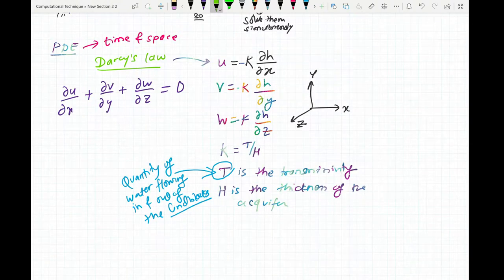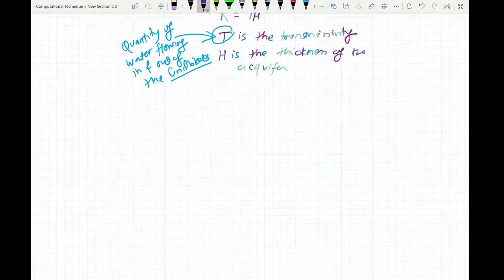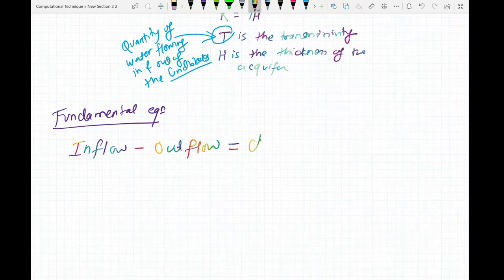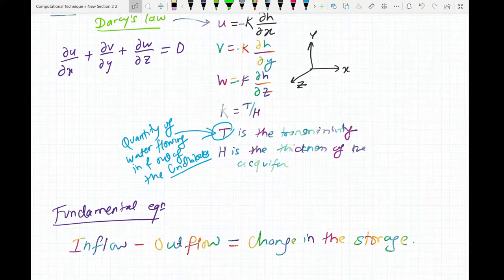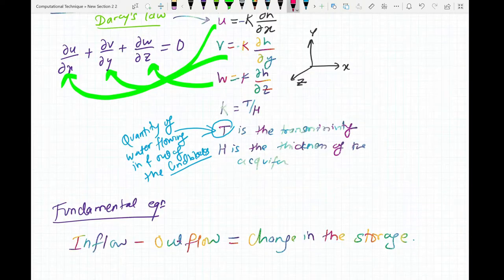In the analysis of the water flow, we generally use the fundamental equation, which is the conservation of mass. So the inflow minus outflow will always be equal to the change in the storage. This is our fundamental equation that we use here. If you look at Darcy's equation and you substitute these values back here, what you'll get will look something like this.